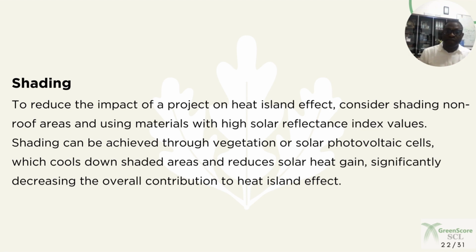Another strategy is shading. To reduce the impact of a project on heat island effect, consider shading non-roof areas using materials with high solar reflectance index value. Remember, for roof measures, you talk about SRI, which is solar reflective index. And then for non-roof strategy, we talk about solar reflectance. So shading can be achieved through vegetation or solar photovoltaic cells. This will cool down the shaded areas and reduce solar heat gain. It has a way of decreasing the overall contribution to heat and energy. Of course, with the photovoltaic cells, you also harvest electricity.